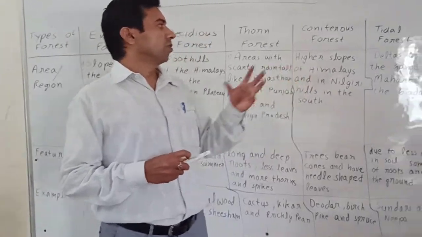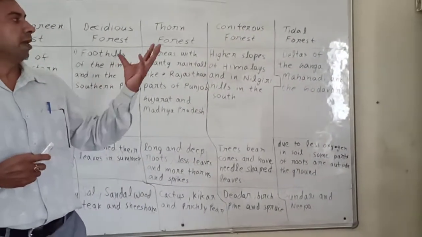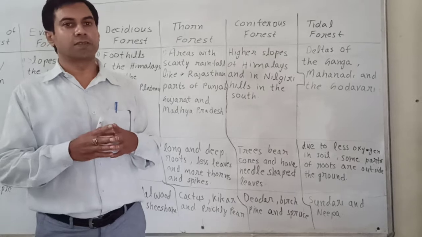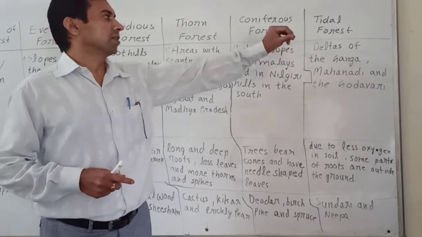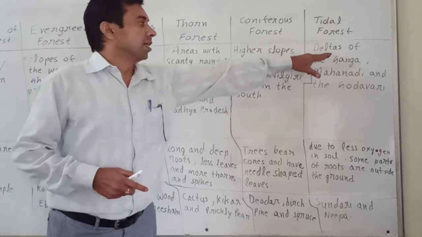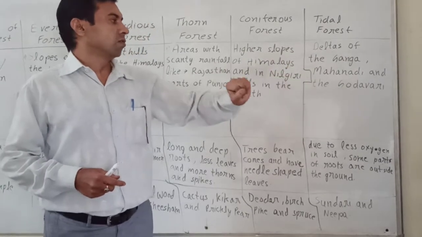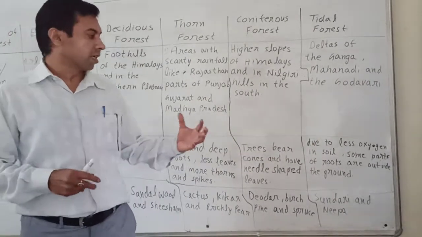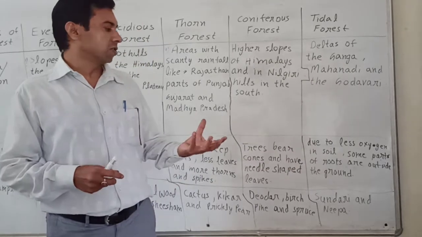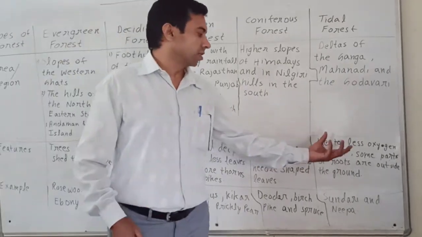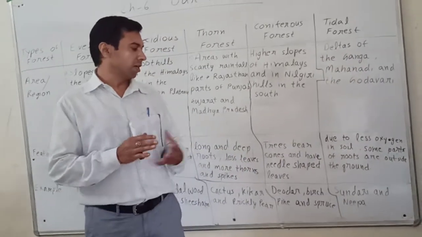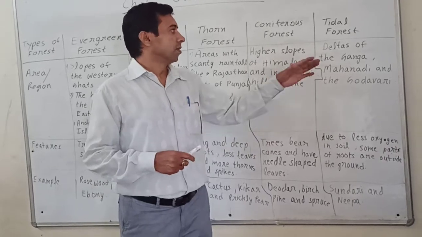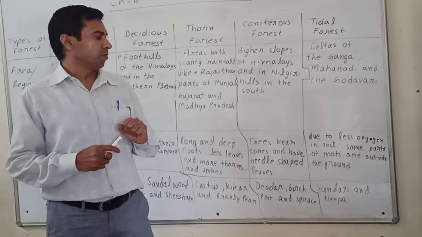Tidal forest. Student, this tidal forest name is given as many tides come here from time to time. That is why this forest is named tidal forest. They are found in the deltas of the Ganga, Mahanadi and the Godavari. Due to less oxygen in the soil, some parts of the roots are outside the ground. Sundari and Nimba are the common trees found here. This tidal forest is also known as mangrove forest.